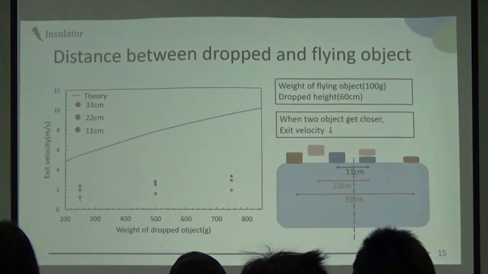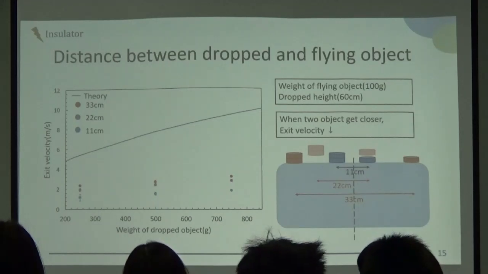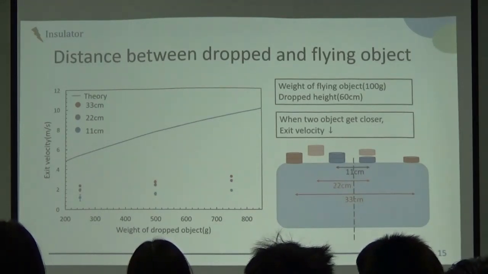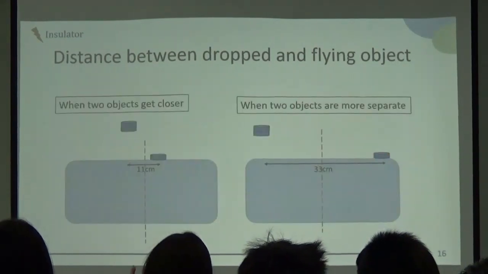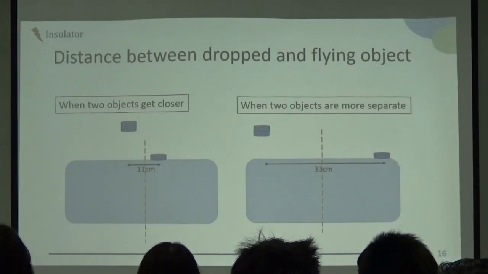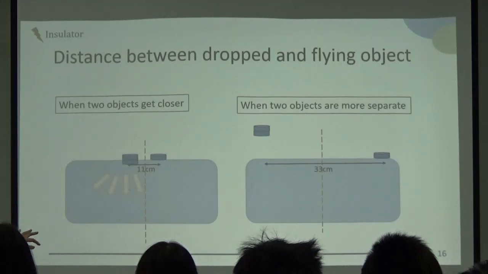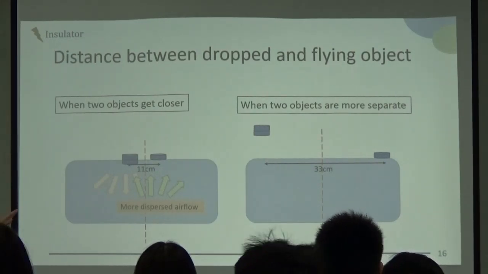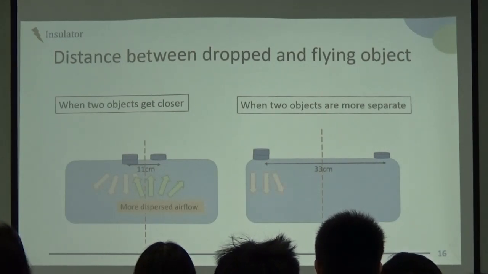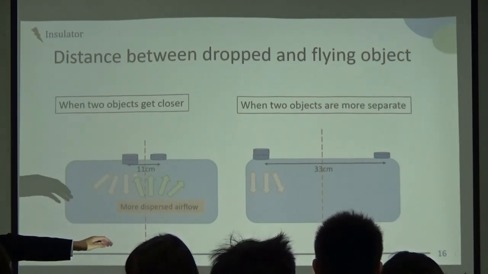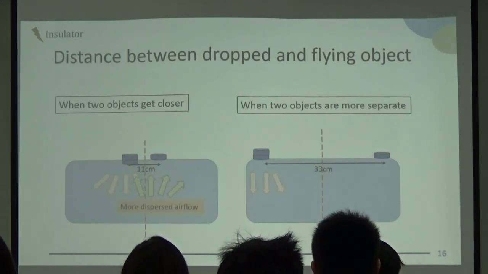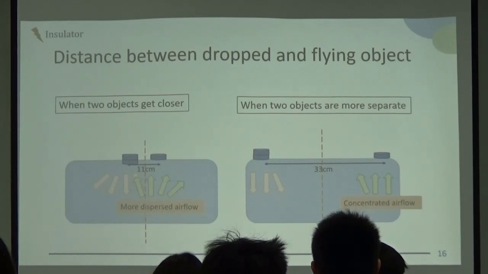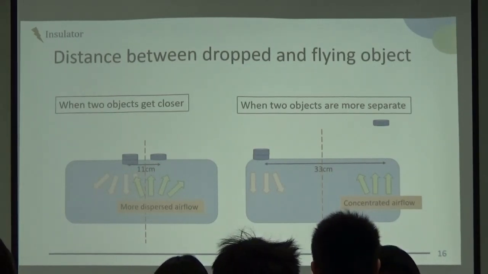Okay, the next is about the distance between the drop object and the flying object. We have 3 kinds of distance. When the 2 objects are too close, the velocity will decrease. We think this is because when the 2 objects get closer, the air in the cushion will force in all directions, which means the airflow is dispersed, and so the airflow may not hit the position directly. When the 2 objects are more separated, and the drop object hits the cushion, the airflow will be more concentrated, so it can hit the flying object more directly, which will make its velocity bigger.